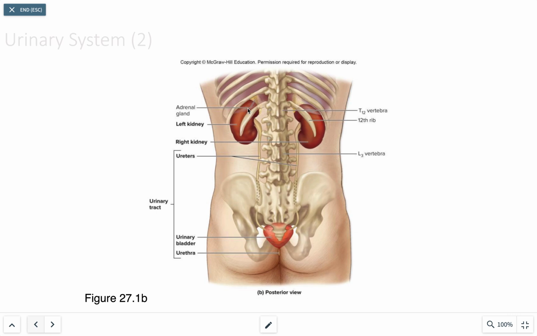The left one sits slightly more superior than the right kidney. The right kidney is about 2 centimeters more inferior to accommodate the position of the liver, which is on the right side of the abdominopelvic cavity. When we look at the left kidney, we can see that the superior pole is basically at the level of T12 vertebrae, and the inferior pole is at the level of L3 vertebrae. After the solutes are pulled out of the kidney, it'll travel through the urinary tract, which makes up the ureter, storage in the urinary bladder, and then usually excretion through the urethra.